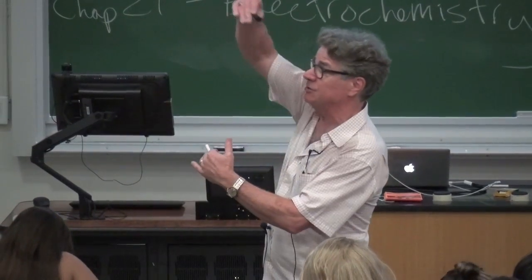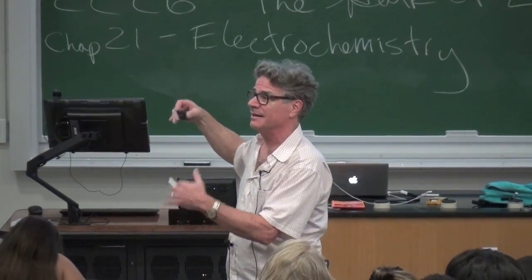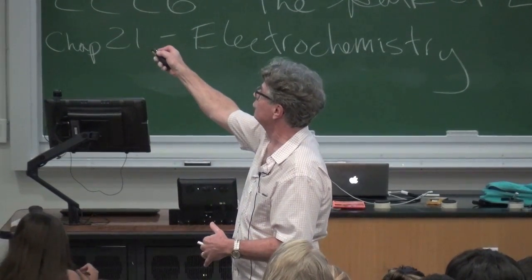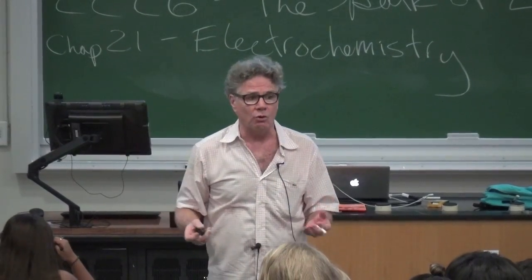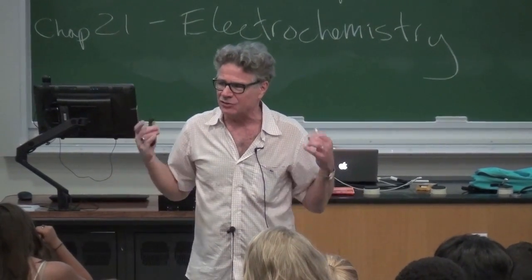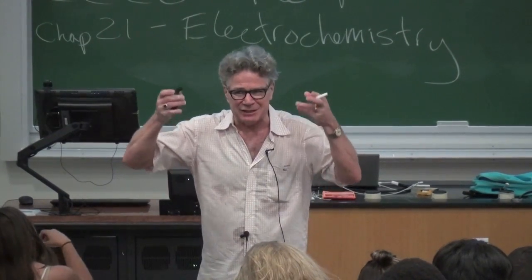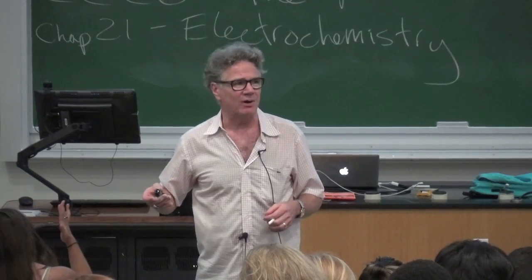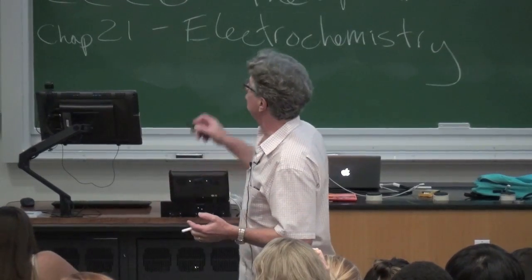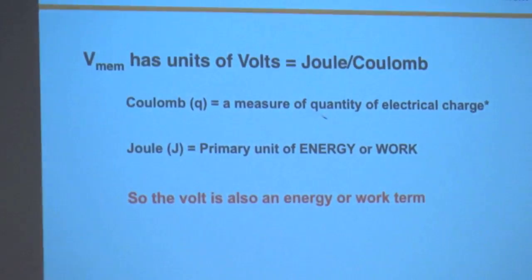So because there's excess positive charge on the outside and excess negative charge, actually it's the opposite. There's excess negative charge on the outside, excess positive charge on the inside. There's a voltage difference. Now, what's a joule? Very important. For the rest of the semester, you've got to know what a joule is, because after all, this class is about energy and life. A joule is the basic fundamental workhorse tool in energy. A joule is a quantity of energy, and energy is the ability to do work.